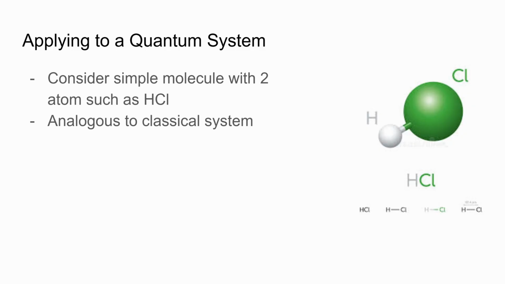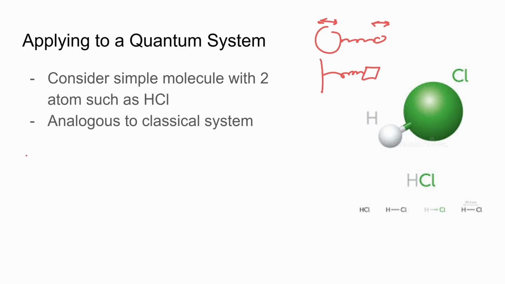Now consider a simple molecule such as HCl with two atoms. We can imagine this much like our classical system where we have one big mass and a small mass connected by a spring. When these vibrate, they're going to be going back and forth just like this. And much like we did with our classical system, we can convert this to our reduced mass system.